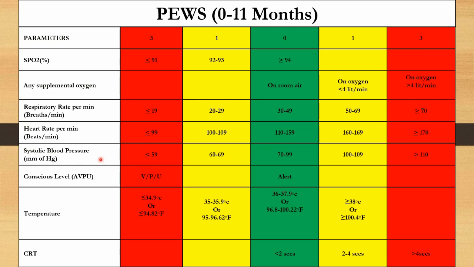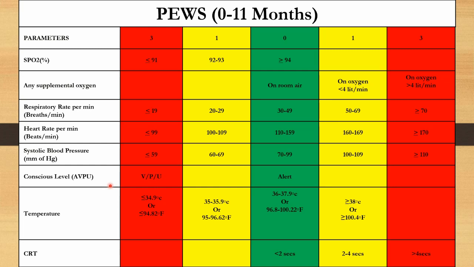The next one is systolic blood pressure. If it ranges between 70 to 99, give a score of 0. If it is between 100 to 109, give a score of 1. If it is more than or equal to 110, you can give a score of 3. On the other hand, if it is between 60 to 69, give a score of 1. If it is less than or equal to 59, then go for a score of 3.